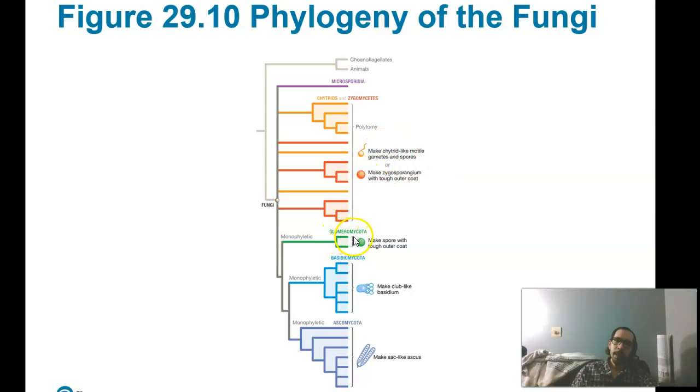And then we have the Glomeromycota. That forms a monophyletic group. We have the Basidiomycota, also monophyletic. These are the ones that have the club-like basidium. Basidia are those cells where meiosis occurs. And then we have the Ascomycota, which have these sac-like asci. And these also form a monophyletic group.